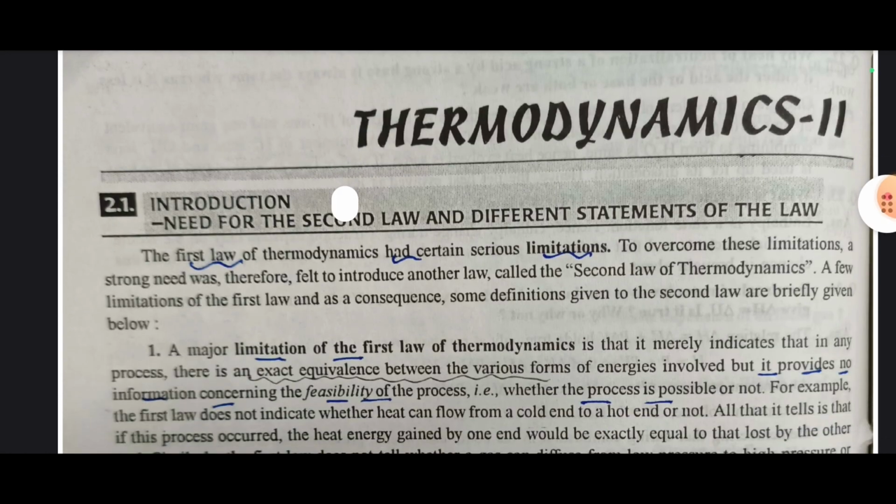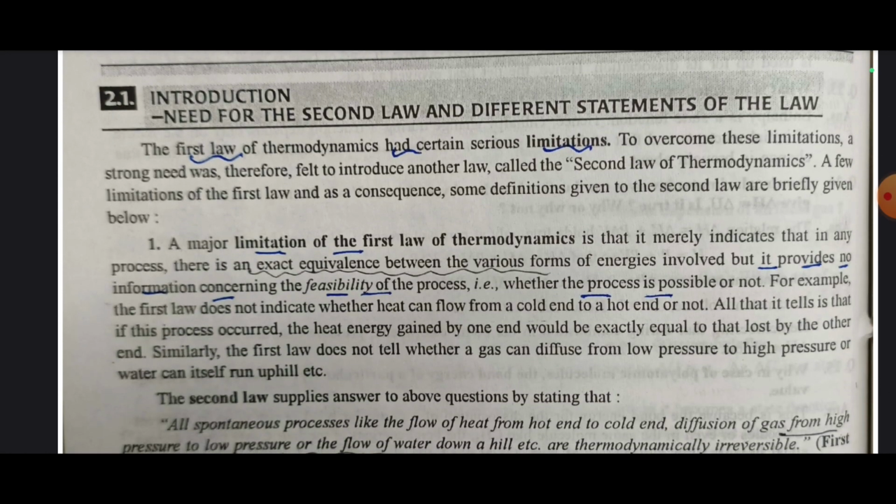Today we are going to discuss Chapter 2 Thermodynamics of Physical Chemistry. 2.1 Introduction: Need for the second law and different statements of the law. The first law of thermodynamics had certain serious limitations.